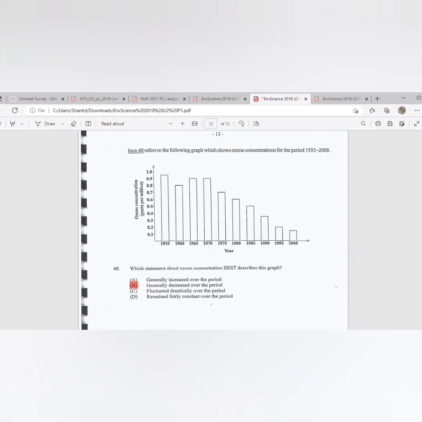Item 45 refers to the following graph, which shows ozone concentrations over the period 1955 to 2000. Which statement about ozone concentration best describes this graph? The answer is B. It generally decreased over the period.